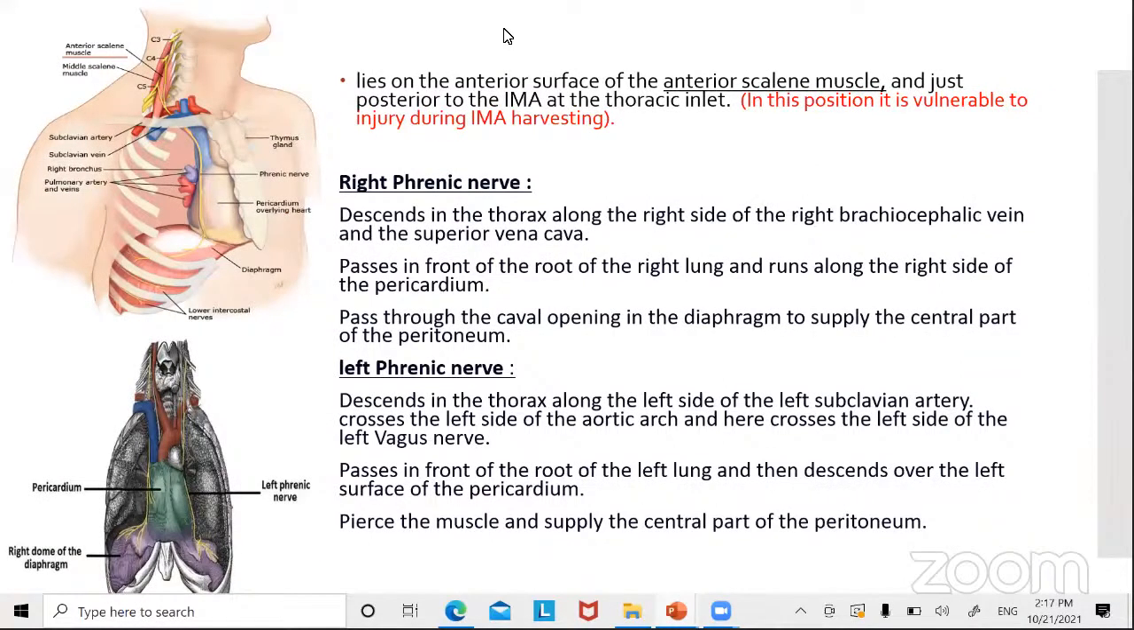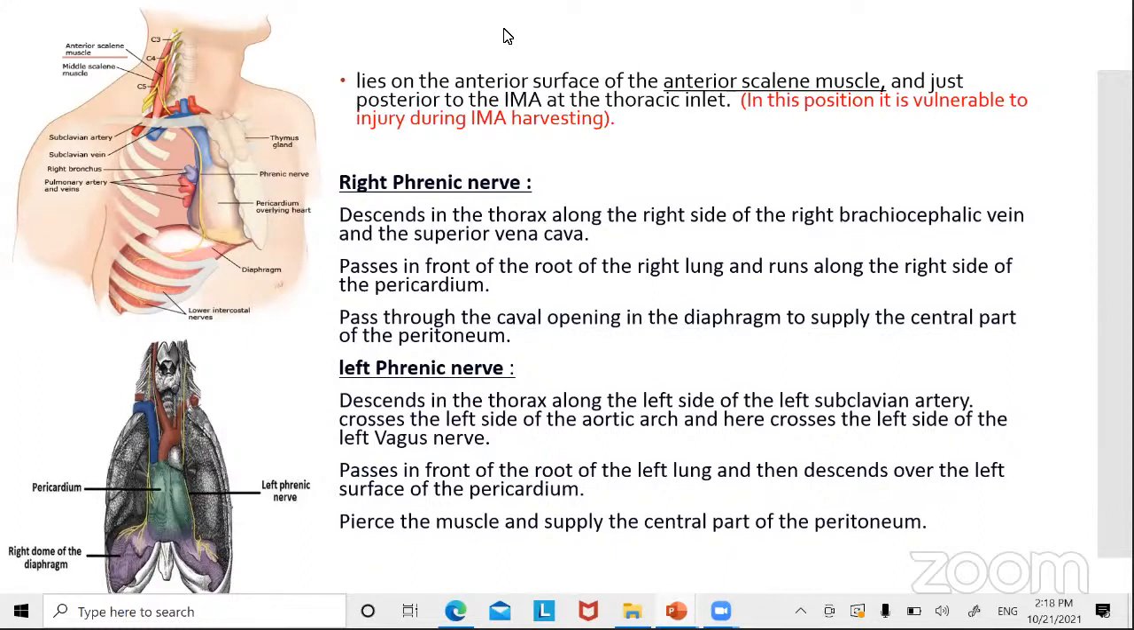It lies on the anterior surface of the anterior scalene muscle and just posterior to the internal mammary artery at the thoracic inlet. So in this position, it is at risk of injury during internal mammary artery harvesting. The right and left phrenic nerves have different courses in the thorax, but as a general rule, they descend as laterally as possible while keeping in contact with the mediastinal pleura. Both travel anterior to the hilum on their respective side.